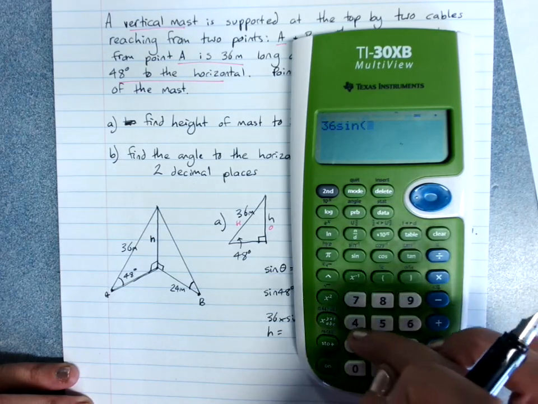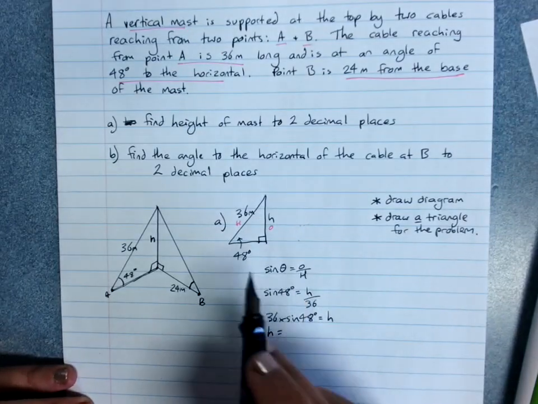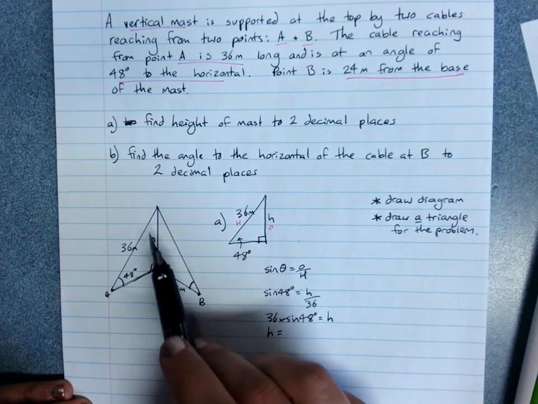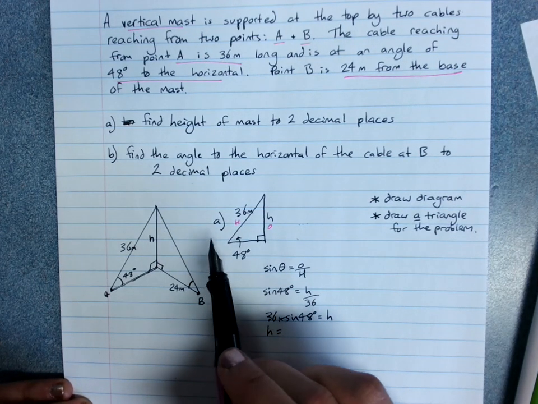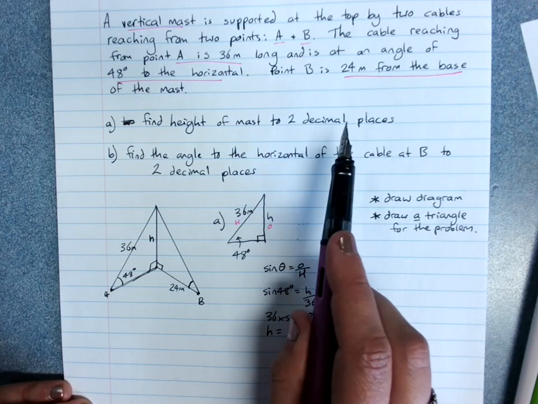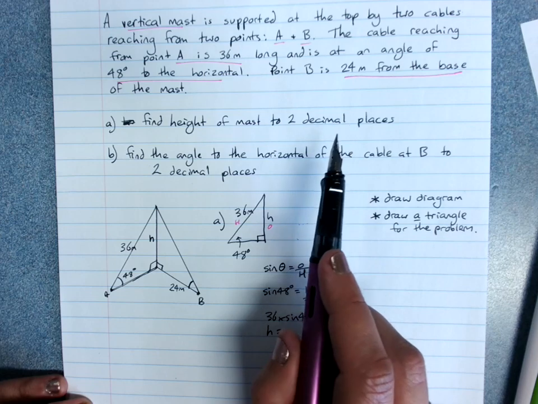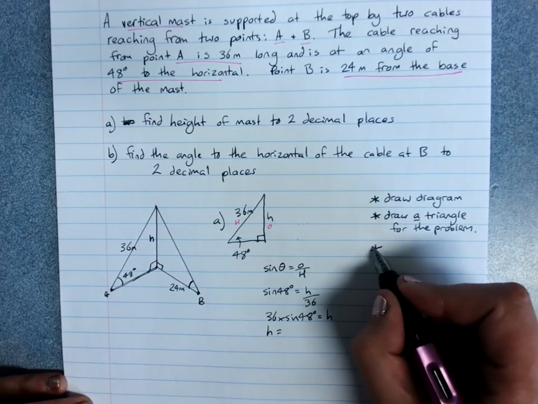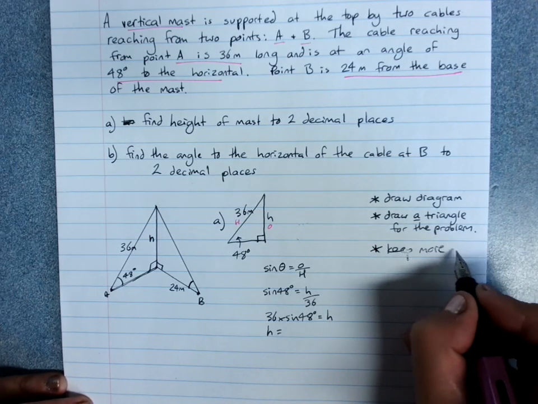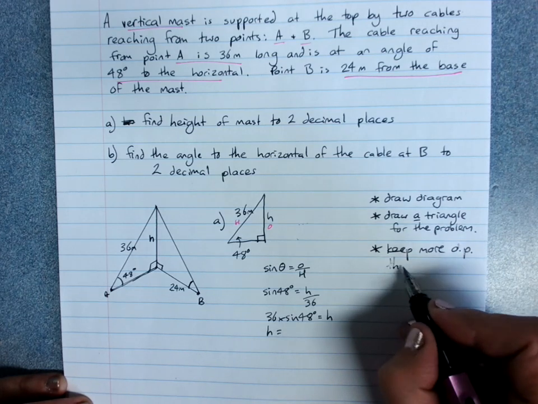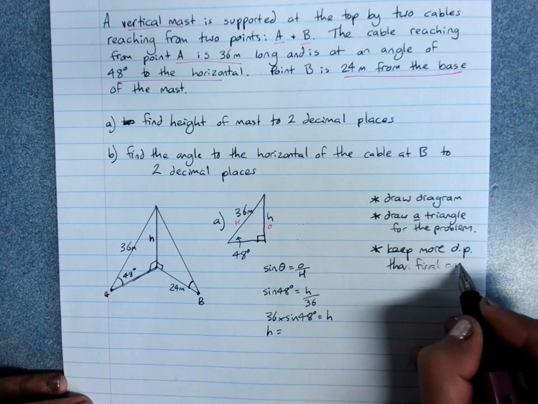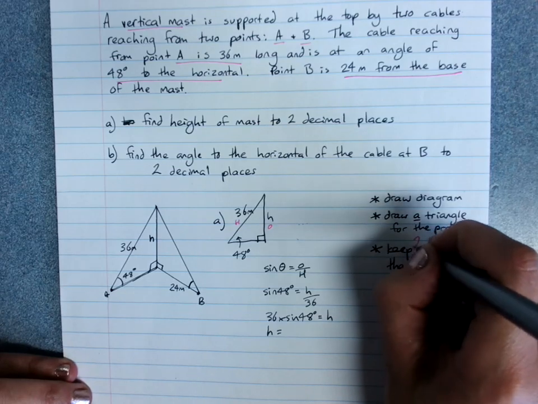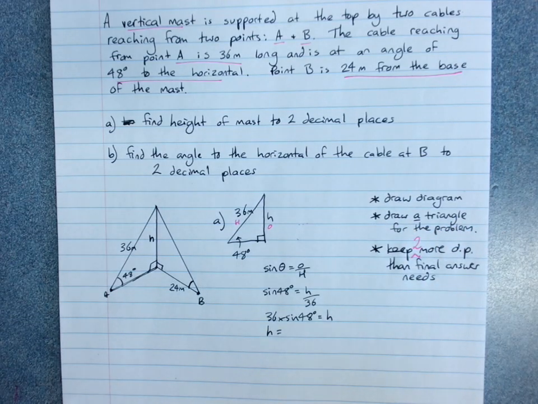36 sine 48. Now, they've said to 2 decimal places. You are going to need to use this number in your next working. If you round only to 2 decimal places and use that number, you will get a wrong answer because you'll get rounding error. Keep more decimal places than the final answer needs. And in fact, I'm going to say keep at least 2 more decimal places than the final answer needs.